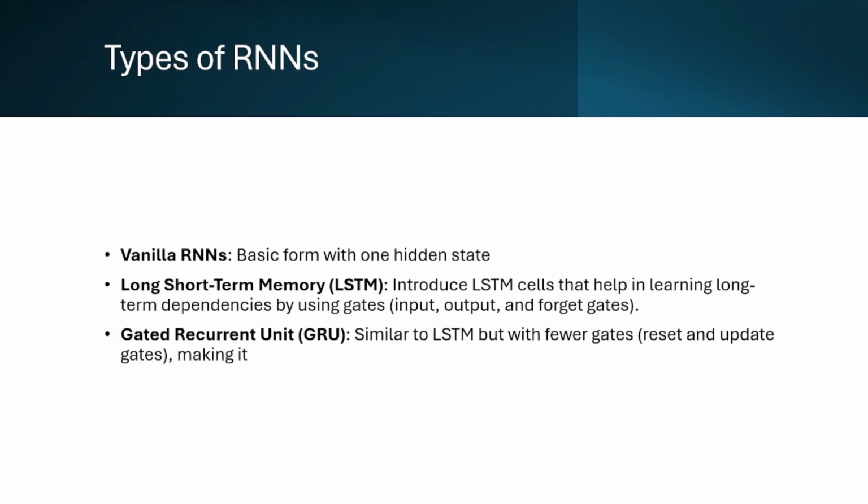Then I will explain the types of RNN: vanilla RNNs, long short-term memory, that is LSTM, and gated recurrent unit, GRU. Vanilla RNN means the basic form with one hidden state. This is used for one hidden state.